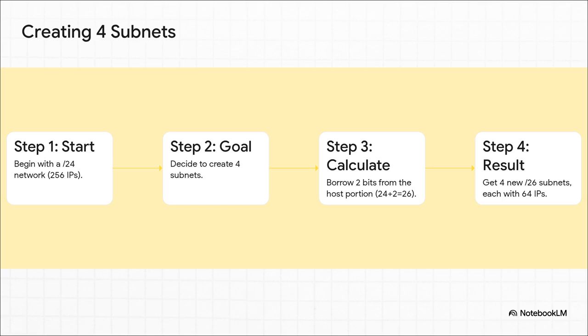So let's walk through exactly how this works. Say we start with a standard /24 network, which we know gives us 256 addresses. And our goal is to create 4 separate subnets. Okay, how do we get 4 from, well, math? We need to borrow 2 bits from the host part of the address. Why 2? Because 2 to the power of 2 is 4. That gives us our 4 subnets. So we just add those 2 borrowed bits to our original 24 network bits, and boom, our /24 becomes a /26.